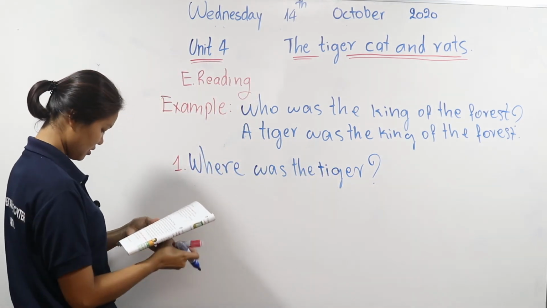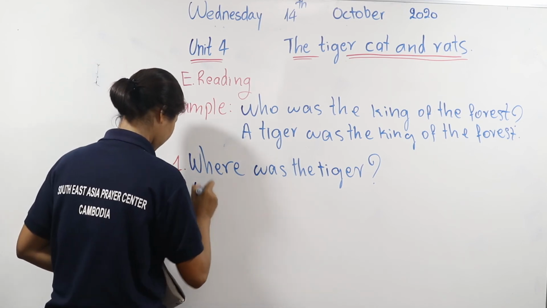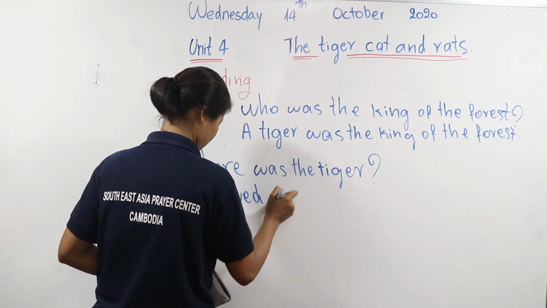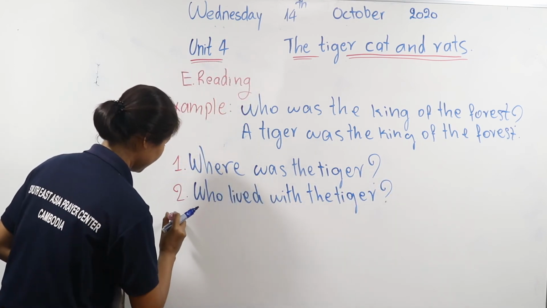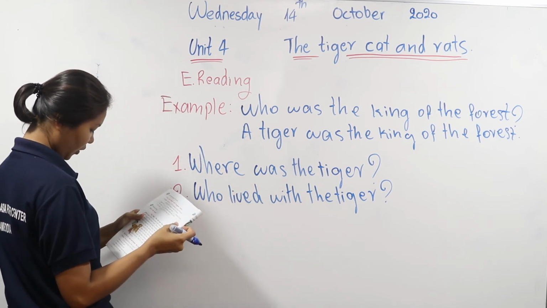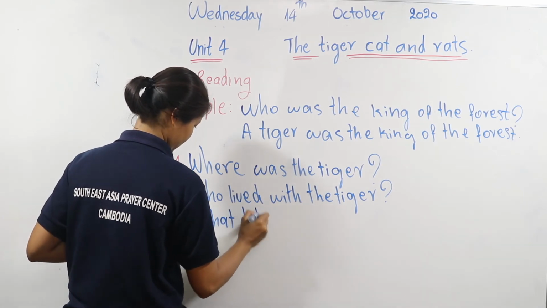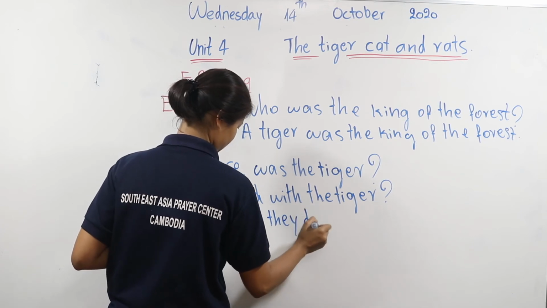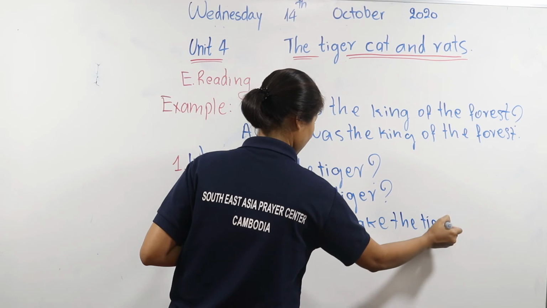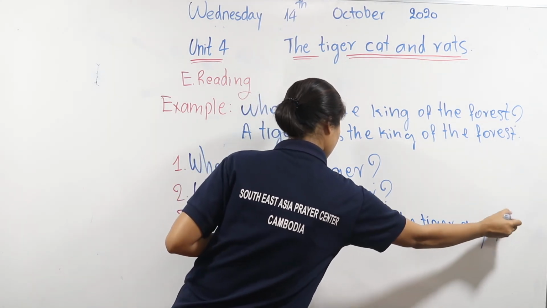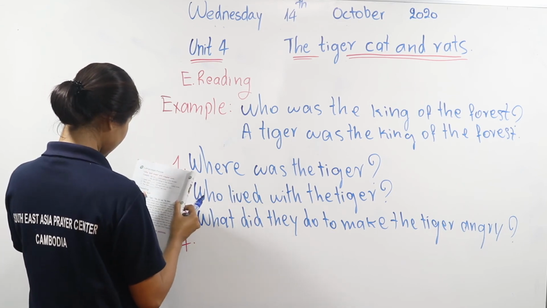And number 2, who lived with the tiger? And number 3, what did they do to make the tiger angry? Number 4, who did the tiger meet?